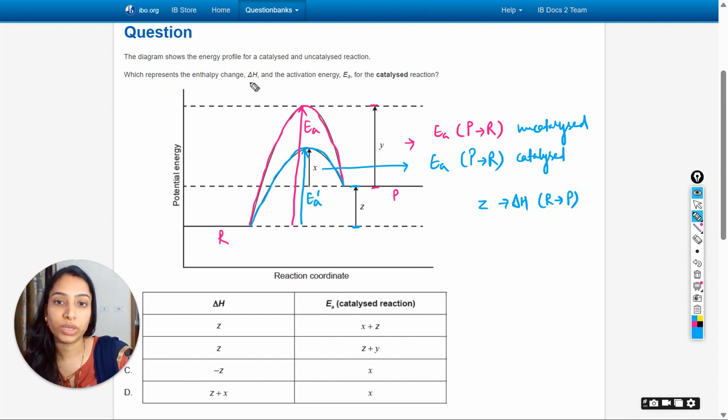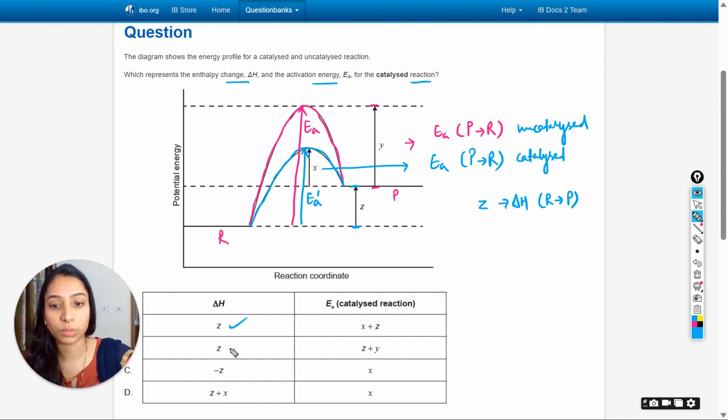So here in the question, enthalpy change is asked and activation energy for the catalyzed reaction is asked. So activation energy changes with the use of the catalyst, but the enthalpy change remains the same whether the catalyst is used or not. So Z remains same because this is the energy for reactants and this is the energy for products. The difference between these always remains same whether the catalyst is used or not. So this Z shows the enthalpy change.